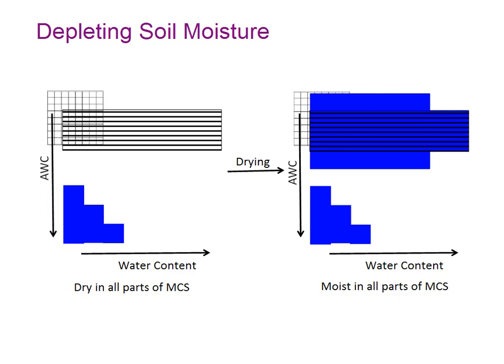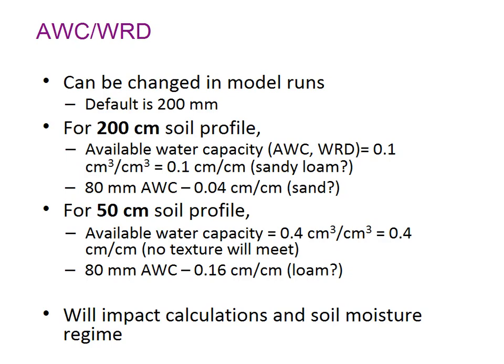We start re-wetting. Again, from the top, you notice this doesn't change. But now we're back to moist, and my figure got screwed up somewhere. This should be blue all the way across. Sorry about that. Should be moist in all parts of the control section. Hopefully you get the concept. It varies, and it's kind of an interesting way it does it. You should read that and think about it.